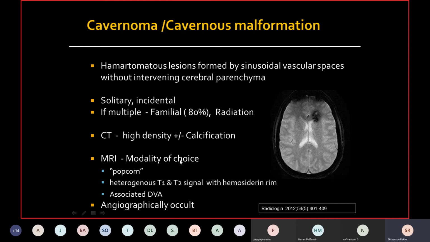On CT, high density with or without calcification, but the imaging modality of choice is MRI. These lesions are angiographically occult because they do not connect to any vessel. So the imaging modality of choice is MR, where we see a popcorn type of lesion with heterogeneous T1 and T2 signal intensity with a hemosiderin rim. And sometimes you can see an associated DVA, and it's actually very nice when you see an associated DVA because this is a common association with a cavernoma.